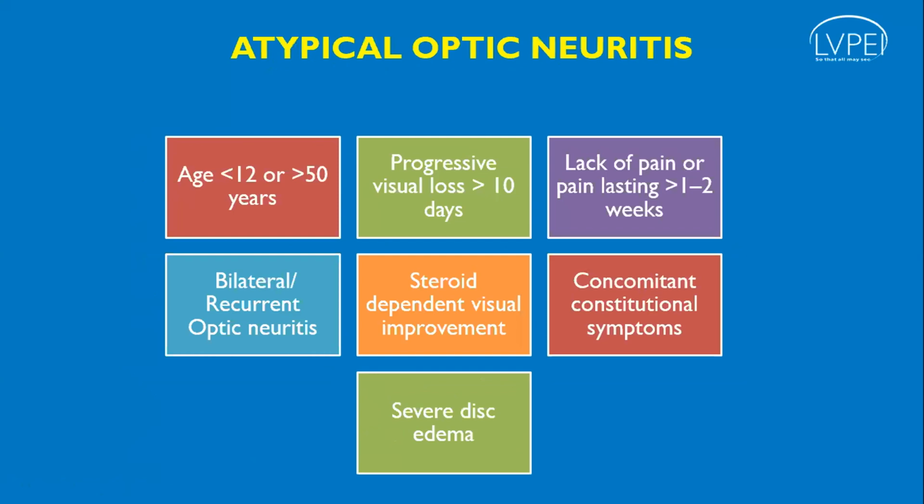In contrast, patients who have atypical neuritis tend to fall at the extremes of age, less than 12 years or more than 50 years. They might have progressive visual loss. There might be lack of pain, or pain might last for a long time. There might be bilateral involvement or recurrent optic neuritis. They might have a steroid dependent course. So as long as you give steroids, they are fine, but as soon as you stop, they tend to recur. They might have concomitant constitutional symptoms like seizures, and there might be severe disc edema.